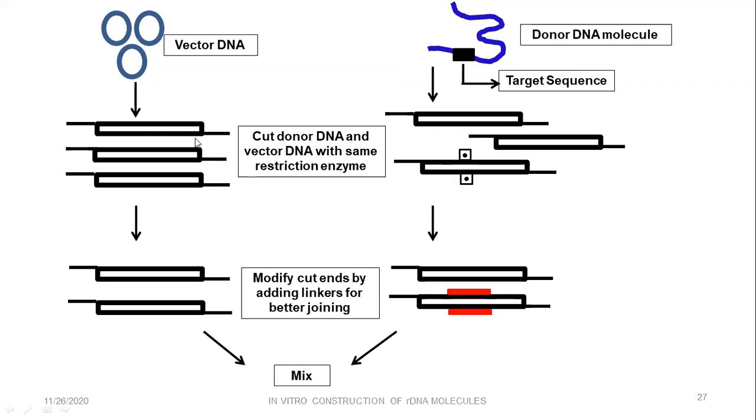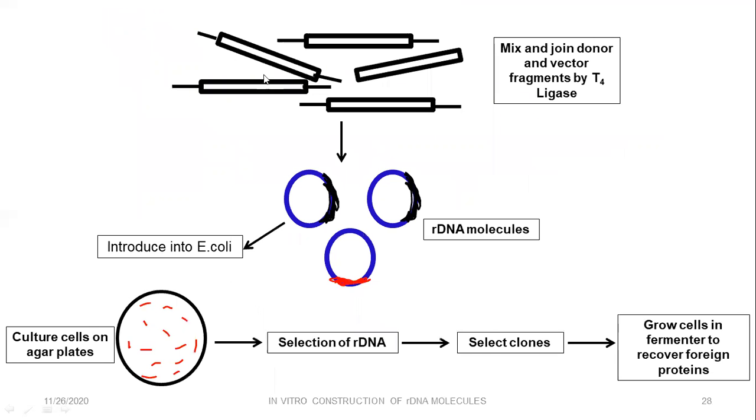So in general, we have the vector DNA and the donor DNA molecule, which has the target sequence. Now we are going to cut both the vector and the donor with the same kind of restriction enzyme. Then we modify the cut ends by adding linkers for better joining, mix them, and add T4 DNA ligase, and the recombinant DNA molecules are formed. They're introduced into E. coli, and we culture those cells on agar plates, and then finally select the rDNA clones containing recombinant DNA, and grow them in a fermenter to recover foreign proteins.